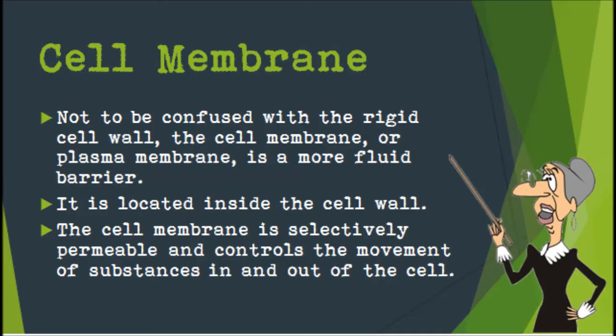Not to be confused with the rigid cell wall, the cell membrane, or plasma membrane, is a more fluid barrier. It is located inside the cell wall. The cell membrane is selectively permeable and controls the movement of substances in and out of the cell.